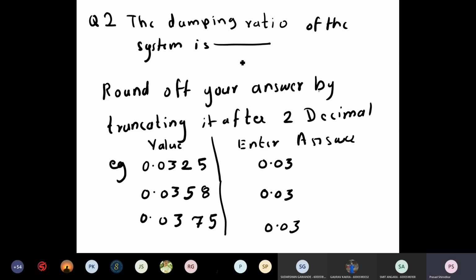That is the damping ratio. You will have to truncate it after 2 decimals. Do not round it off. For example, if your answer is 0.0325, after 2 decimals you truncate it, so just write 0.03. If it is 0.0358, again you write 0.03. So after 2 decimals, you just truncate the answer. I have done this just to maintain consistency of answers. So first answer question 2.